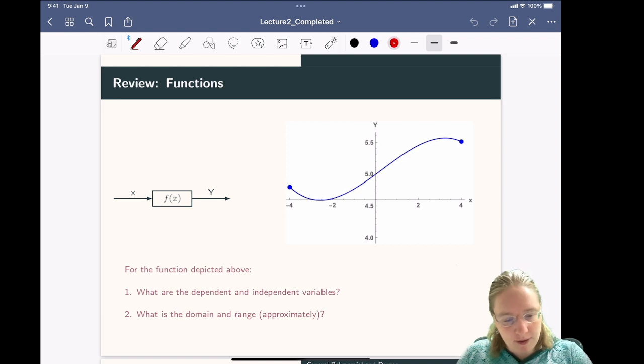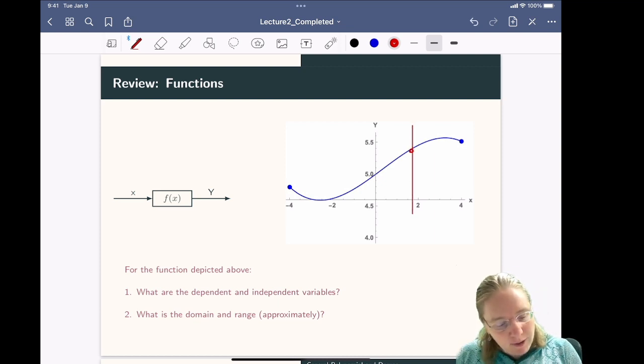In order to be a function, a curve has to satisfy the vertical line test, which means no matter where we draw a vertical line, it can intersect the curve at only one point. So, functions must satisfy a vertical line test.